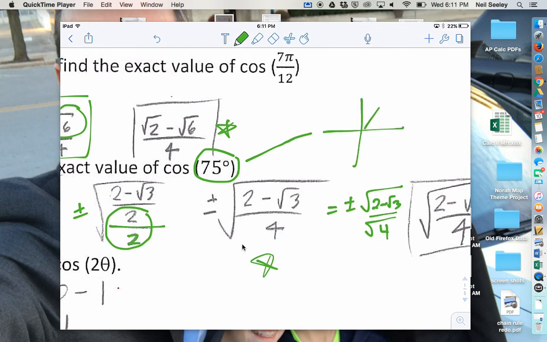75 degrees is about right here, so here's 75 degrees. And if I'm doing the cosine of that, that's the x-coordinate at that location, you have to realize that is to the right. Cosine is associated with x.